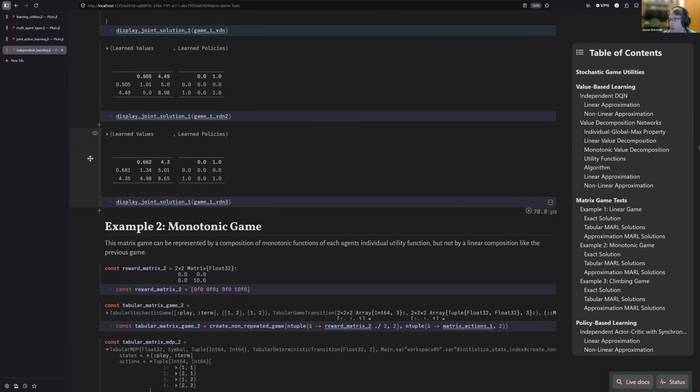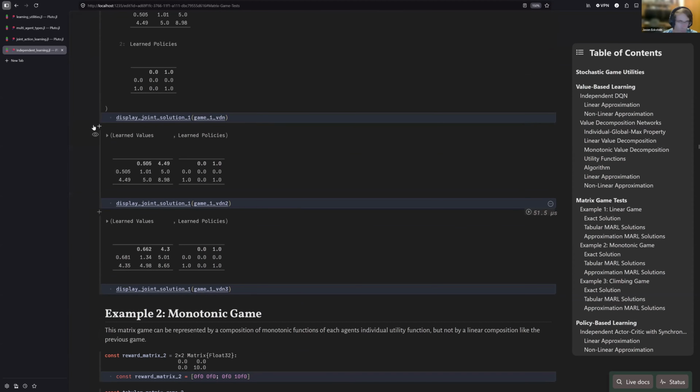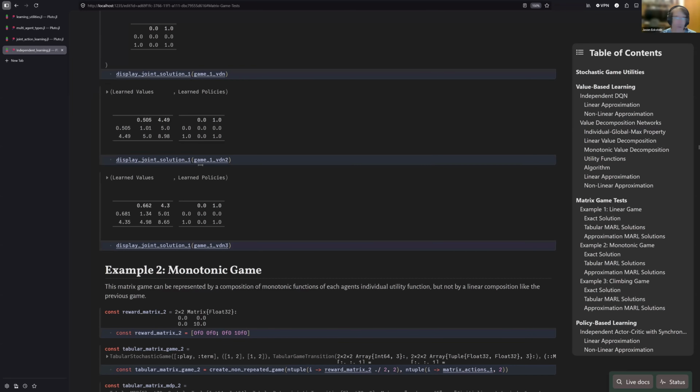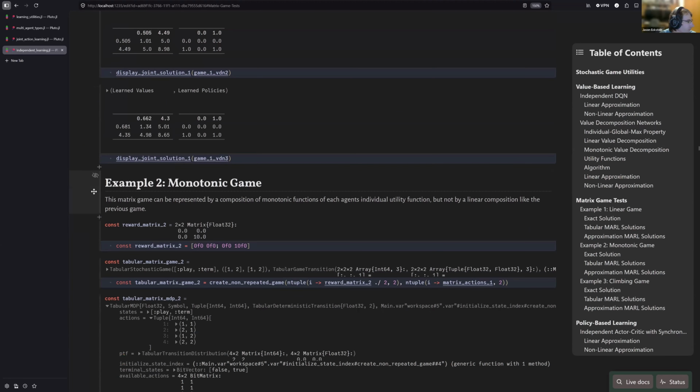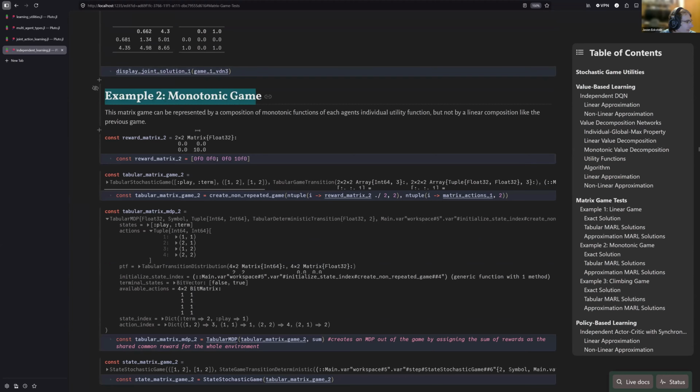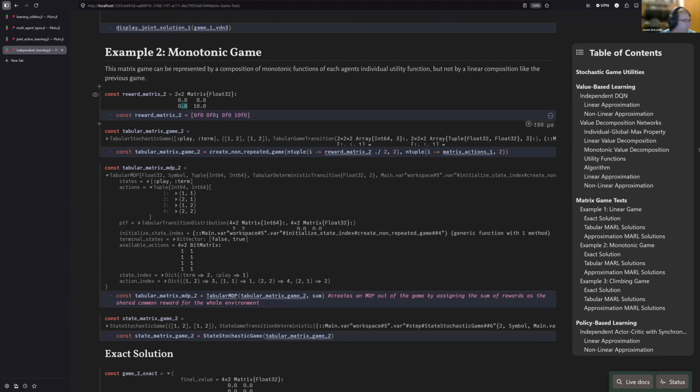Okay, so this other matrix game example is a little different. For the first one, it had a valid linear decomposition, right? Where we could actually represent it as that sum. Here's the decomposition: 0.5 and 4.5 for each agent is a proper decomposition. Now, this matrix game, this is what the reward matrix is. The values are all 0 except for a value of 10 for the joint action of both selecting the second action.